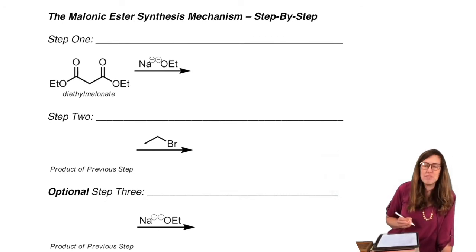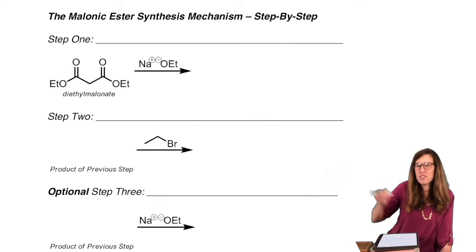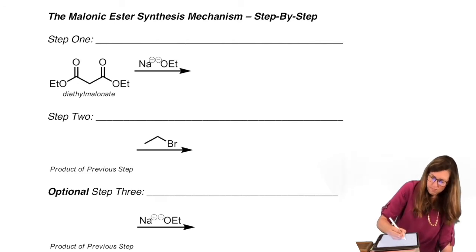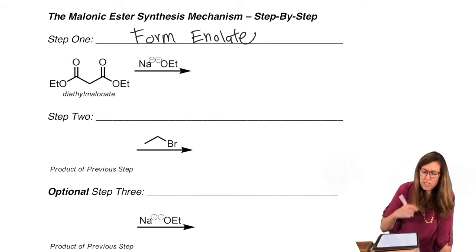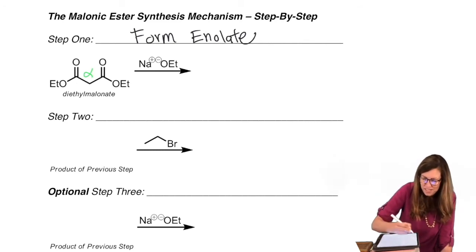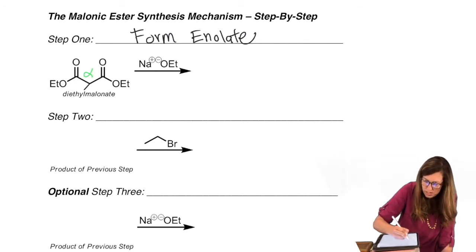Malonic ester synthesis. First step. There's sodium ethoxide sitting there. We're going to use it as a base and form our enolate. All right, here we go. We have only 1 alpha carbon. That's where all the business happens. How do we form an enolate? Easy, it's an acid-base reaction.